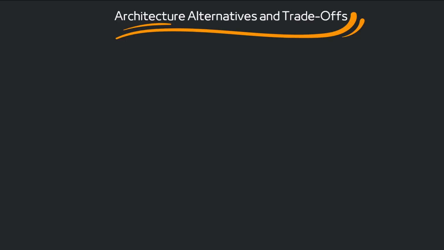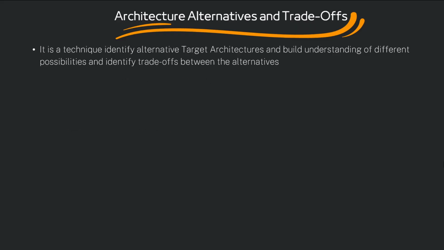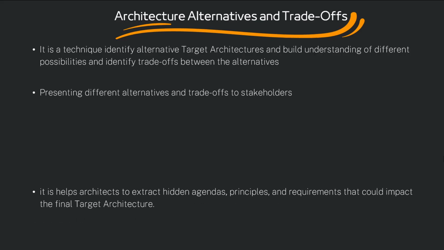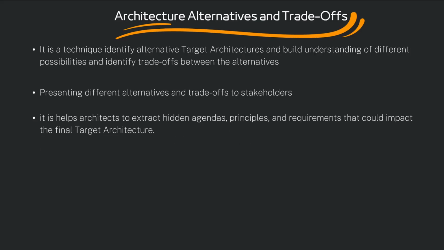Architecture alternatives and trade-offs. Architecture alternative is a technique to identify alternative target architectures, build an understanding of different possibilities, and identify trade-offs between the alternatives. Presenting different alternatives and trade-offs to stakeholders helps the architect extract hidden agendas, principles, and requirements that could impact the final target architecture. And more than one target architecture can fulfill the same architecture vision. Pretty straightforward.